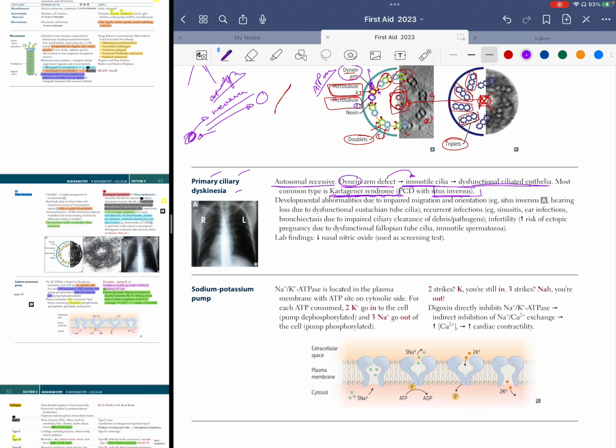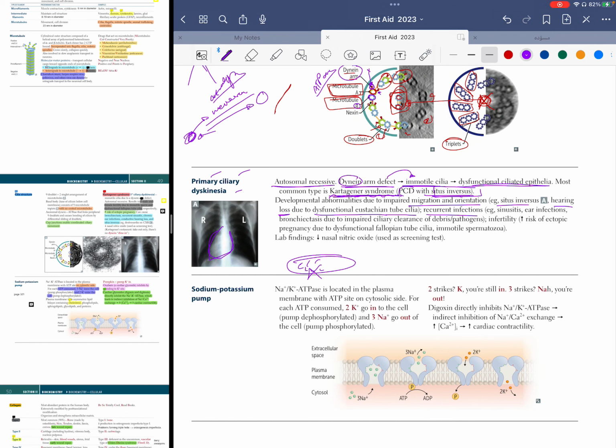Development, and of course, the situs inversus, like the dextrocardia, is where the heart is not in the normal place. It should be going a little bit to the left side, but here abnormally in Kartagener syndrome, it's on the right side. So developmental abnormalities are due to impaired migration and orientation, just like situs inversus, and also hearing loss due to dysfunctional Eustachian tube cilia, because in the Eustachian tube, within the ear, we have some cilia, and if they are defective, then we may have some hearing loss.